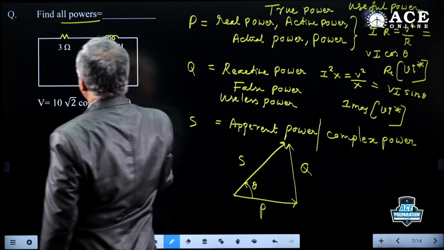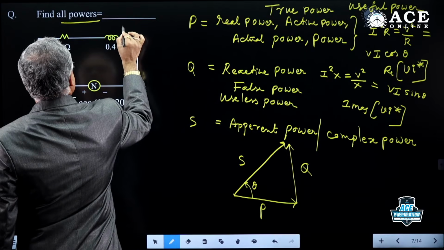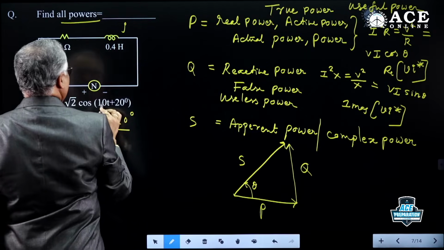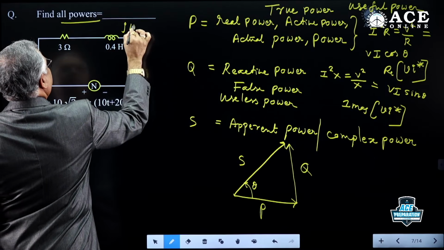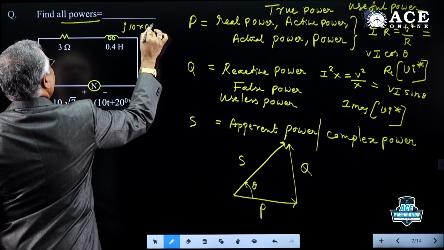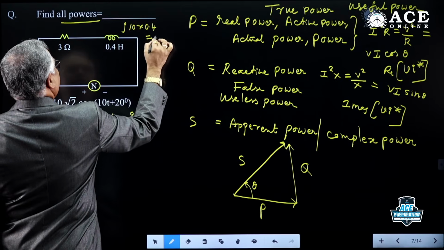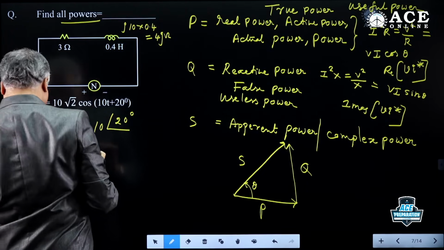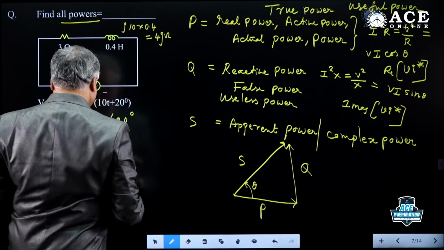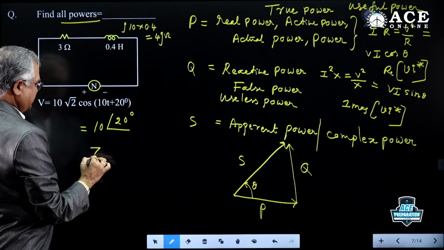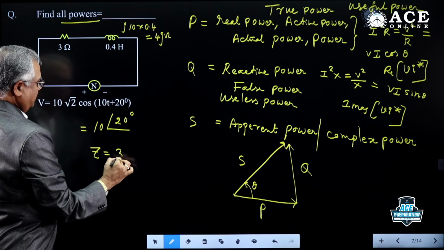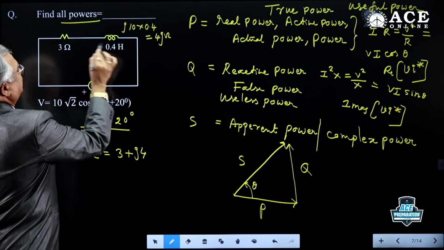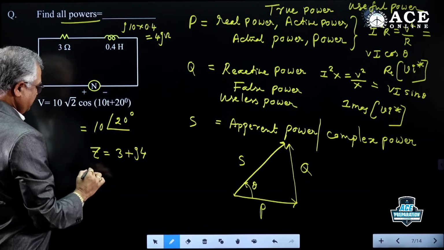Next, AC source is there, na? What is the inductive reactance? J omega L. Omega is 10, value 0.4, which is equal to 4J. So what is the impedance? Z is 3 plus J4. Plus J4 is the impedance.